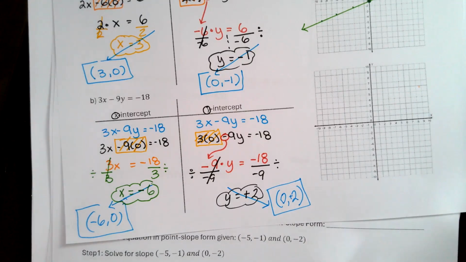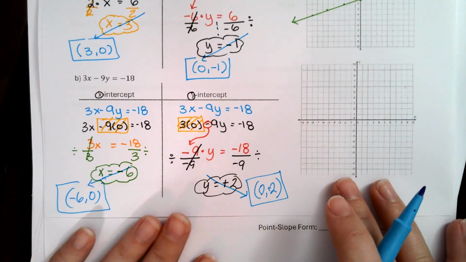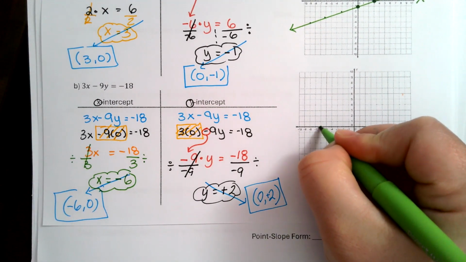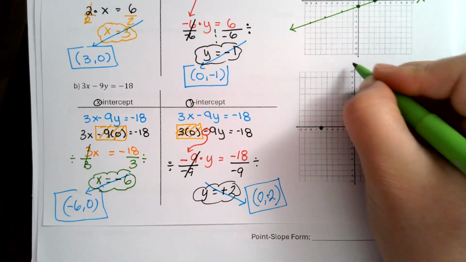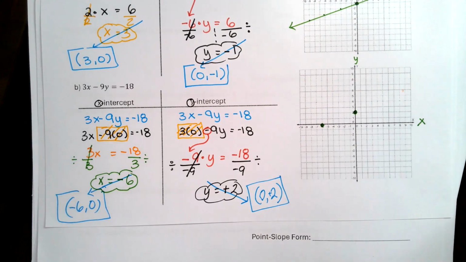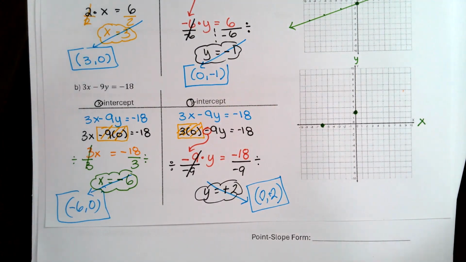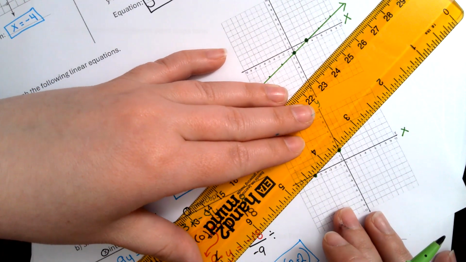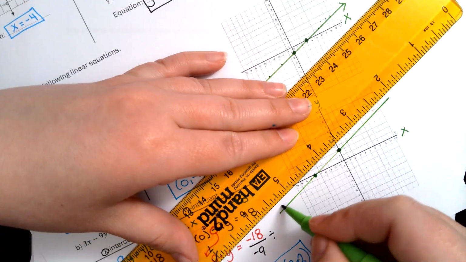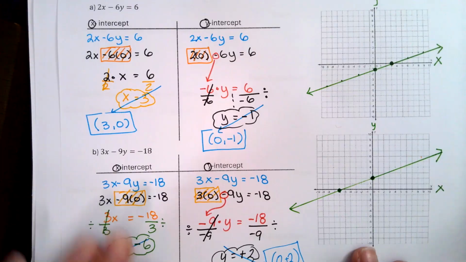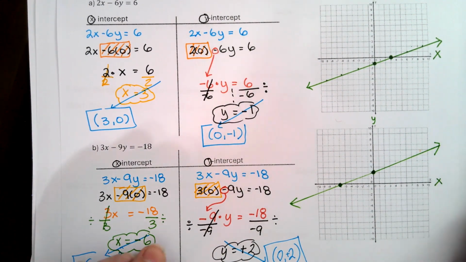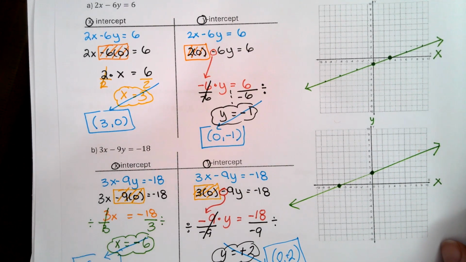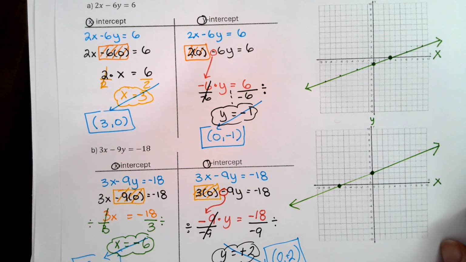So again, what's the purpose of these answers? The purpose is to graph a line with our x and y intercepts. On x, we're going to find negative 6. On y, we're going to find a positive 2. Connect. Again, you can count slope here if you want. Make sure you have arrows. Okay. Moving on.